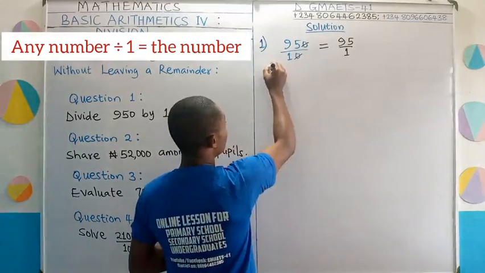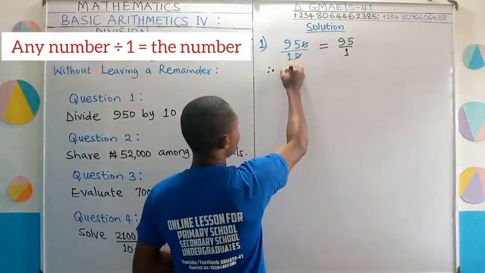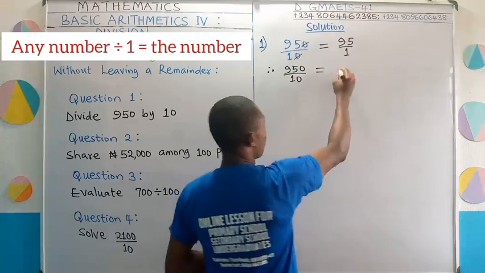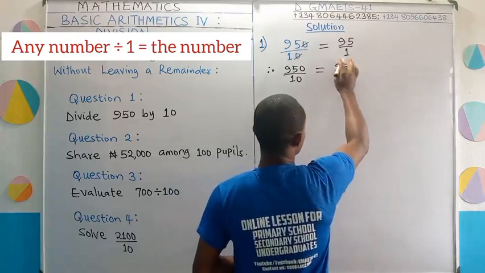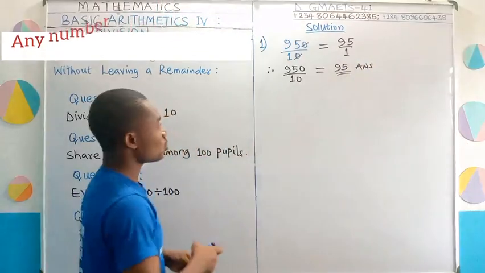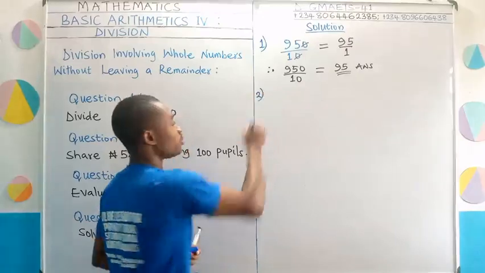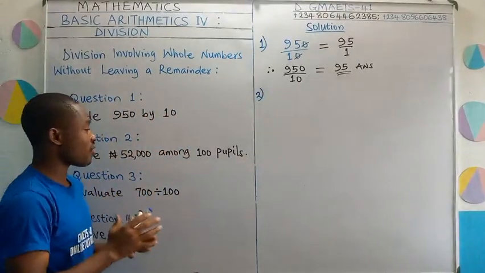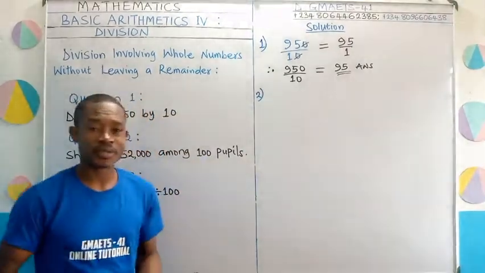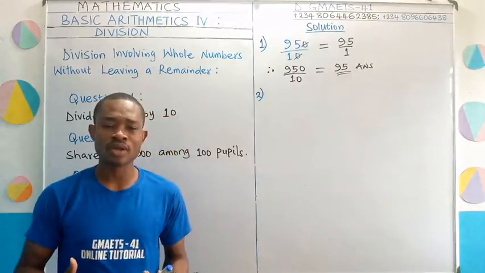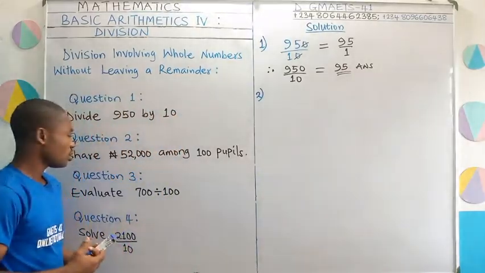So I will conclude, therefore, 950 divided by 10 equals 95. That's how simple. I'm done with the solution to question number 1. Let's move on to number 2. In number 2, we are required to share 52,000 naira among 100 pupils. 52,000 naira to be shared among 100 pupils.